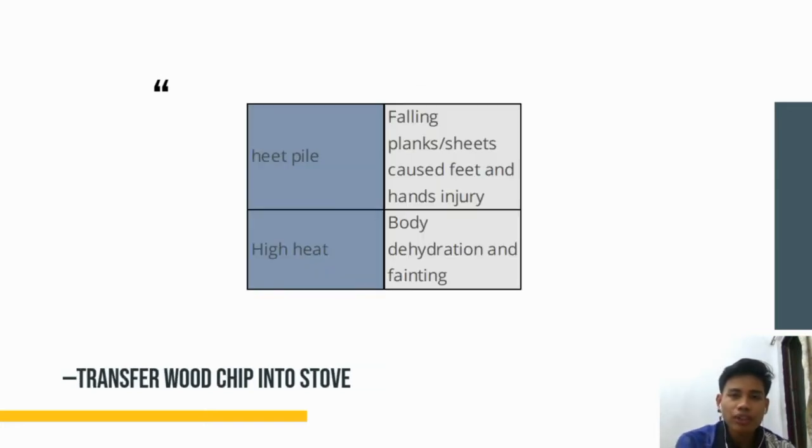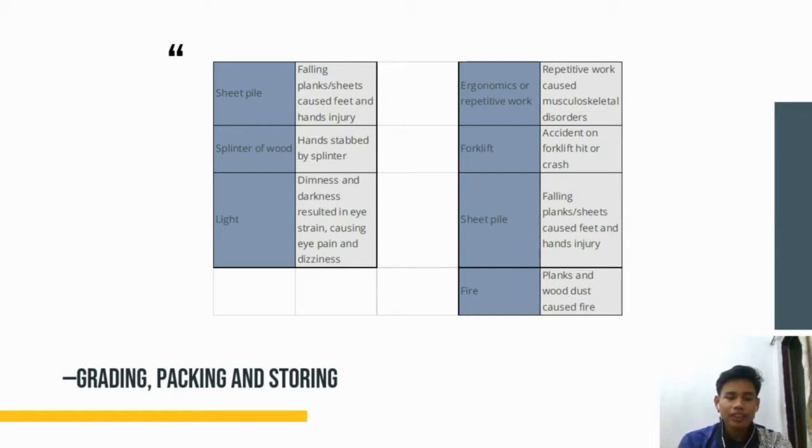So the next activity is transferring the worksheet into the stove. The hazard that we have is the heat bites, where falling planks or sheets cause foot and hand injuries. And then the hazard is the high heat that will cause body dehydration and fainting. The next activity is the grading, packaging and storing. The hazard that may be present in this activity is the sheet pile, where falling planks or sheets cause foot and hand injuries.